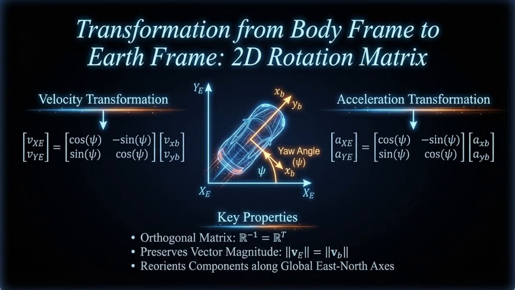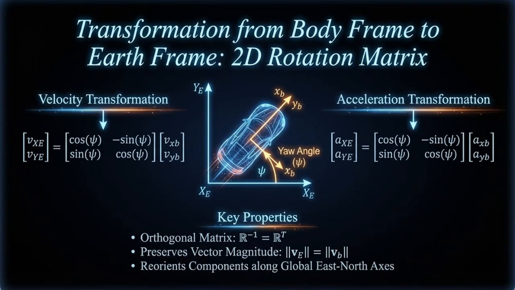To track the vehicle's actual path on the road, we must convert them into the earth frame. This is done using a two-dimensional rotation matrix based on the yaw angle, psi. Mathematically, earth frame components are obtained by multiplying the body frame vector by a rotation matrix made of cosine psi and sine psi terms.